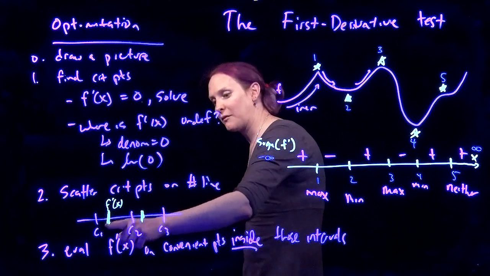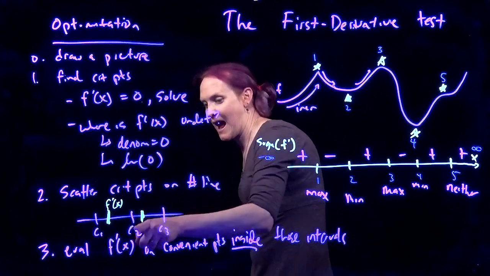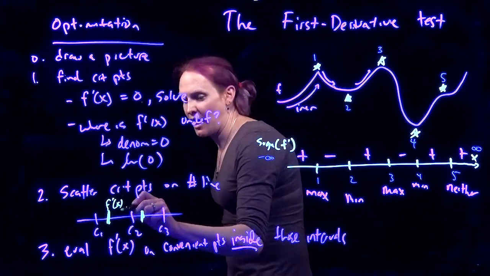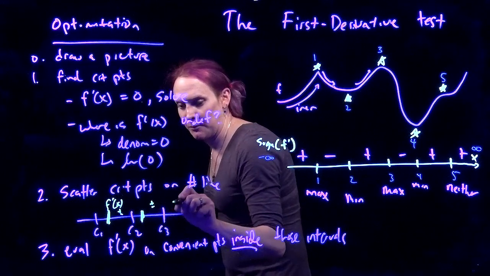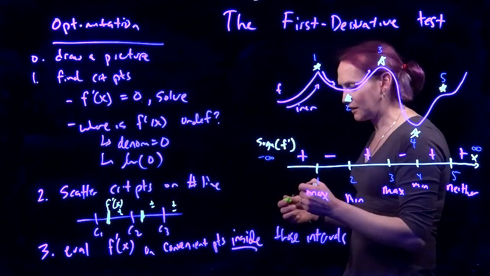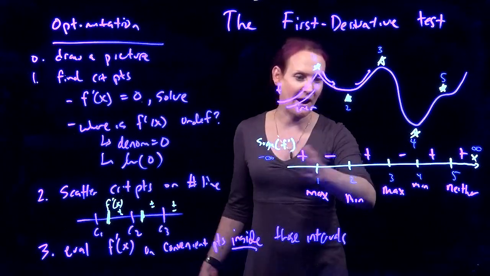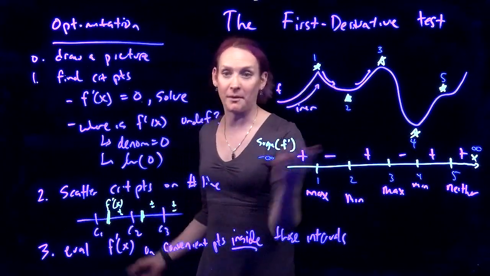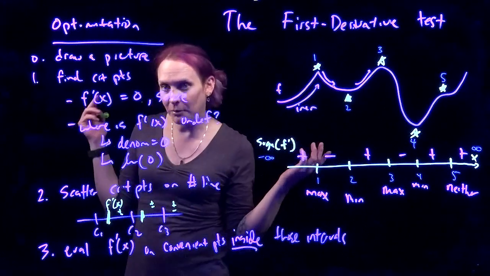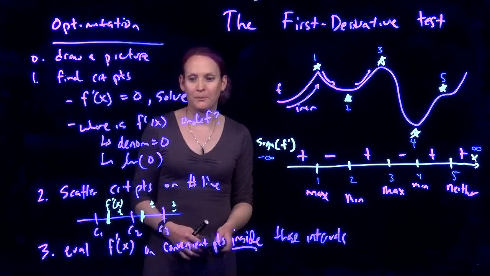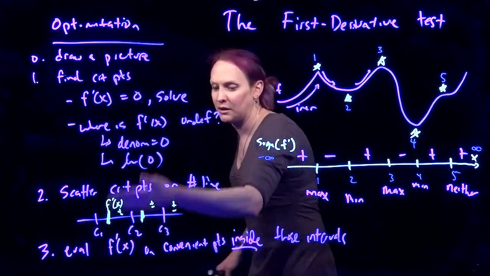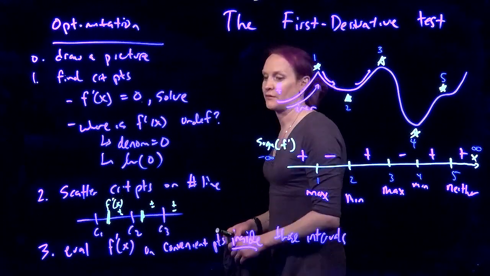And I know f prime could only change sign at these crit points, and so I just want to classify it as positive or negative for each of these intervals. And then I can just read off min, max, min, max, min, max. What do I have going on, right? Is it going plus to minus? Okay, cool, max. Is it going minus to plus? Okay, cool, min. And so I think this is a really good way to quickly classify your points using the first derivative test.